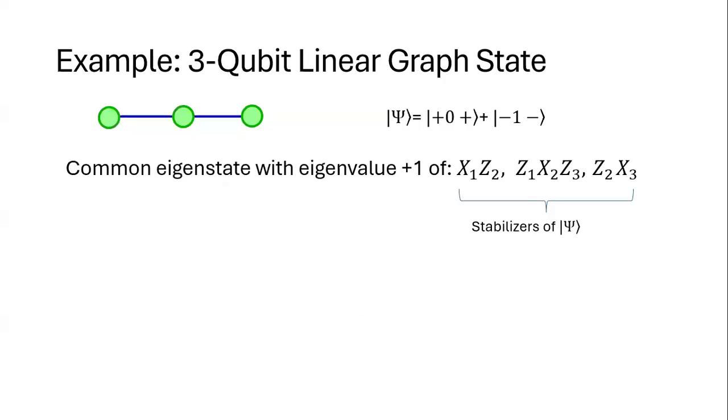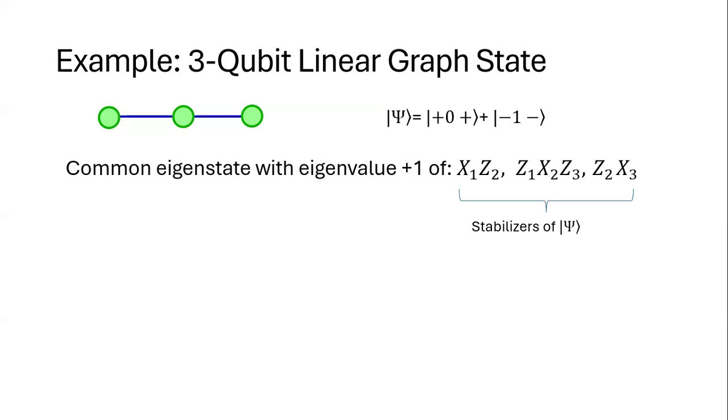So I want to give you an example and just work through it a little bit. The claim is that this state that you see is just a graph state that corresponds to this graph, and the common eigenstates with an eigenvalue of plus one, meaning the stabilizers of the state, are just given like this. Right? So first of all, let's work through why this is a graph state. Let me switch to my iPad and start drawing.